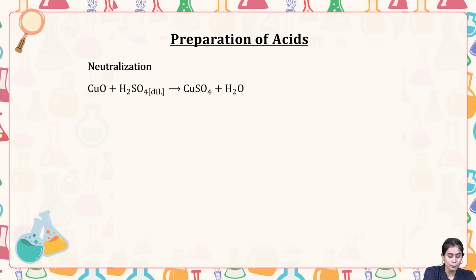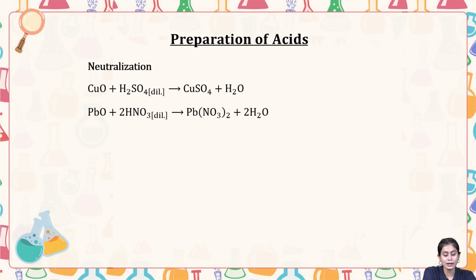So as you can see, a base and an acid will react to form salt and water here. So the base is copper oxide, acid is H2SO4, simple. This will give CuSO4 and H2O, simple, salt and water, copper sulfate. How did you get copper sulfate? By reacting copper oxide with your sulfuric acid.